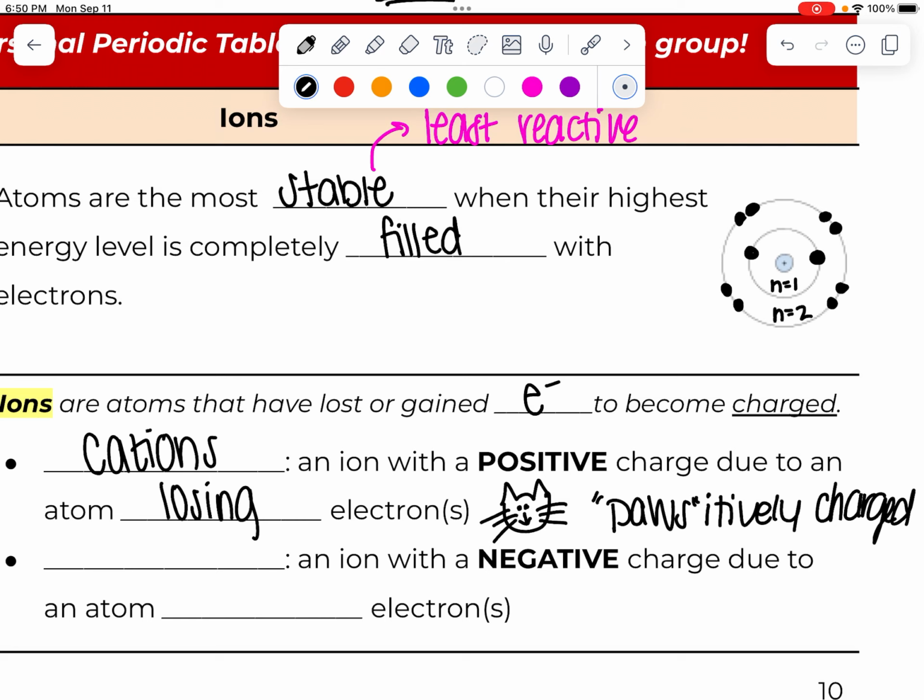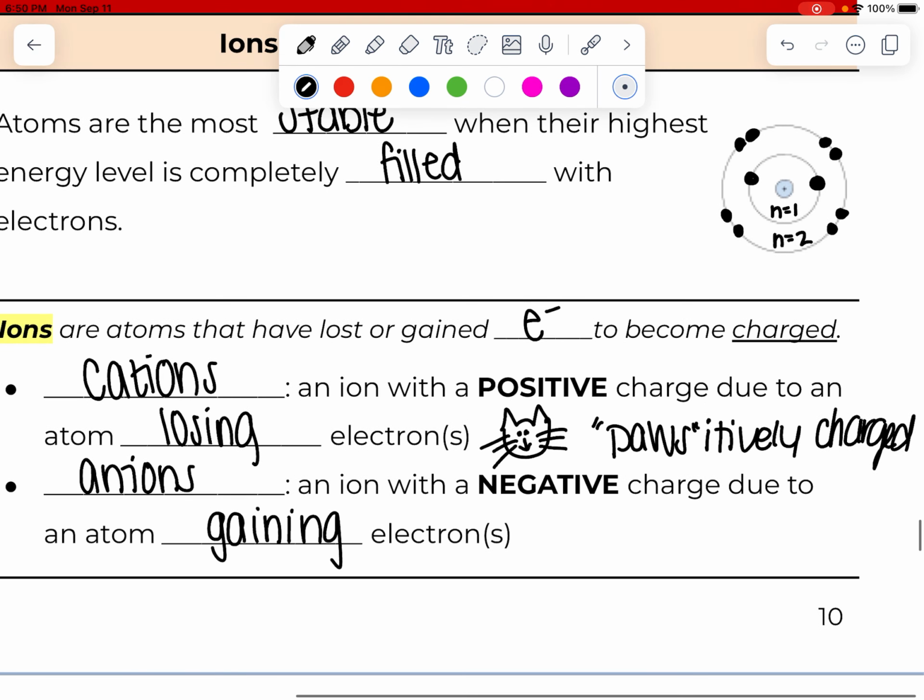Now you have another type of ion. These ones are your negatively charged ions. What we call these are anions. So anions will become negatively charged when you have a higher net negative charge. And how does that happen? An atom is going to gain electrons. I don't have as good of a one for this one.